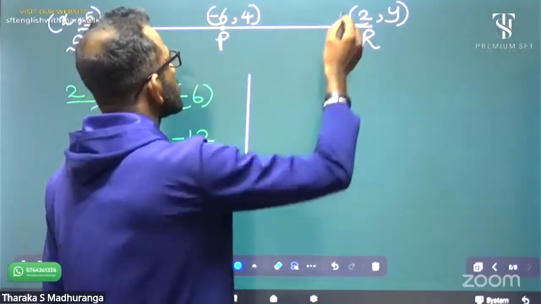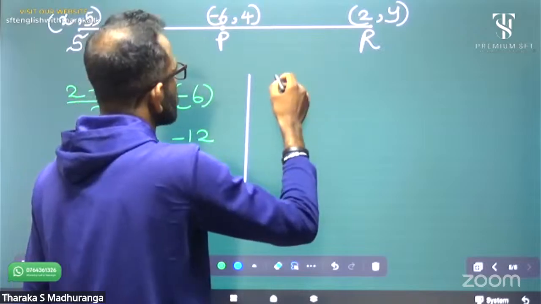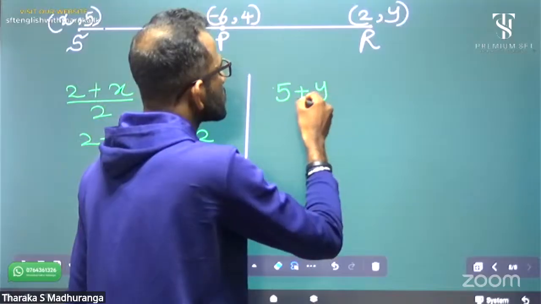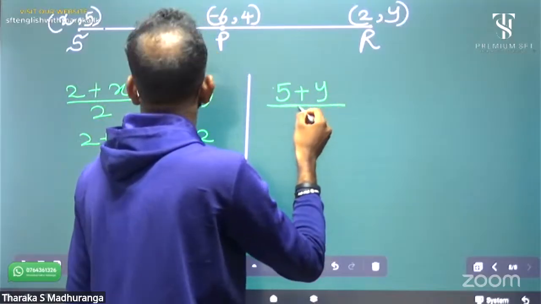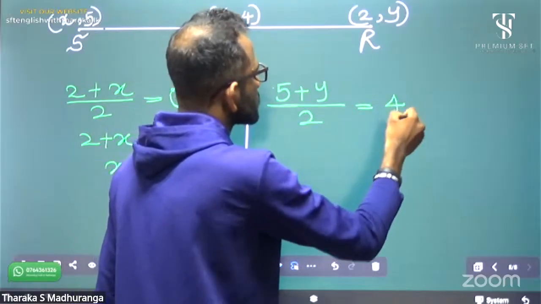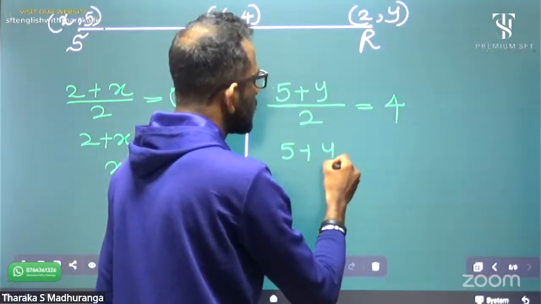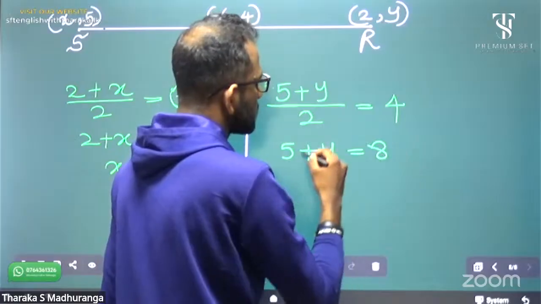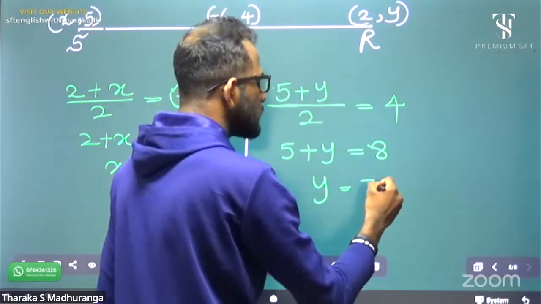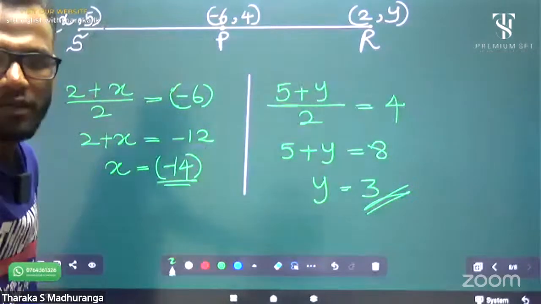For the y coordinate, what is the equation? Y1 plus y2 divided by 2 equals 4. So 5 plus y divided by 2 equals 4. Now cross multiplication: 5 plus y equals 8. Now y equals 8 minus 5, it is 3. Then the y coordinate is 3.